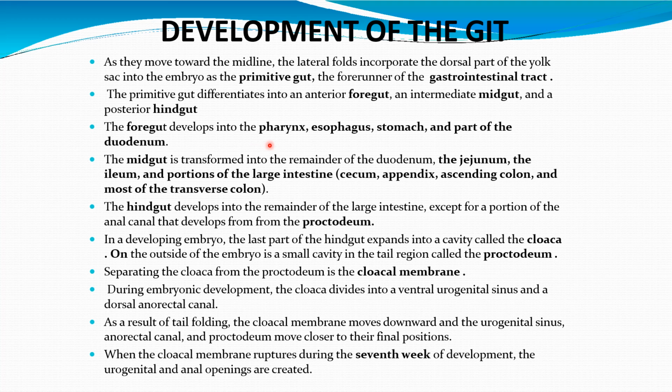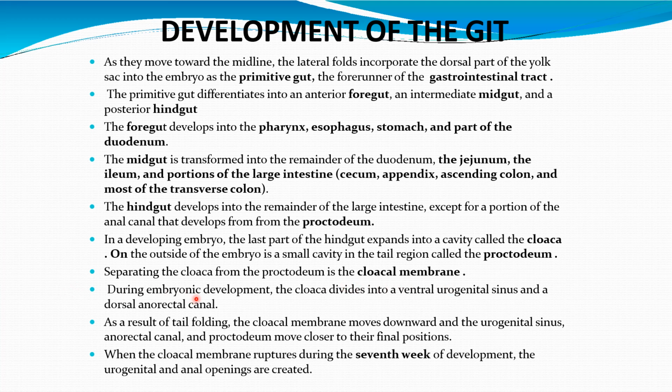The foregut develops into the pharynx, esophagus, stomach, and part of the duodenum. Then the midgut is transformed into the remainder of the duodenum, jejunum, and the ileum, and portions of the large intestine. Then you have the cecum, appendix, ascending colon, and most of the transverse colon. Then the hindgut develops into the remainder of the large intestine, except for a portion of the anal canal that develops from the proctodeum. Okay. Then separating the cloaca from the proctodeum is the cloacal membrane.